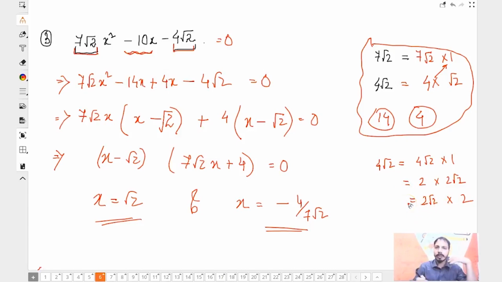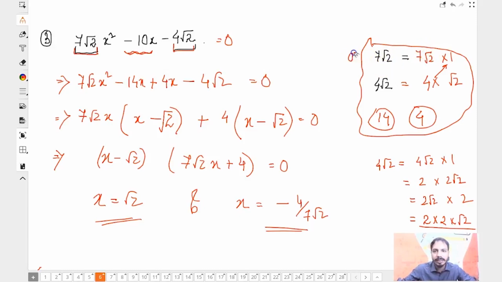Now with practice and with experience you will understand which pattern to take. But do not take 3 terms. For example, someone might think that I can write 4 root 2 as 2 into root 2. You don't have to take 3 terms because you just need to cross multiply. So you have to divide these.